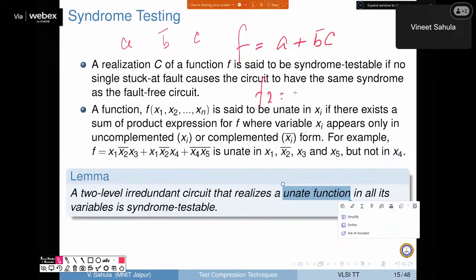Whereas F2 = A bar B + ABC bar + B bar C is not unate in any variable, because A bar is appearing here and A is appearing here. B is appearing here, B bar is here. C bar is there, C is there. So this F2 is not unate in any variable, whereas this F1 is unate in all three variables. This function is syndrome testable without aliasing.